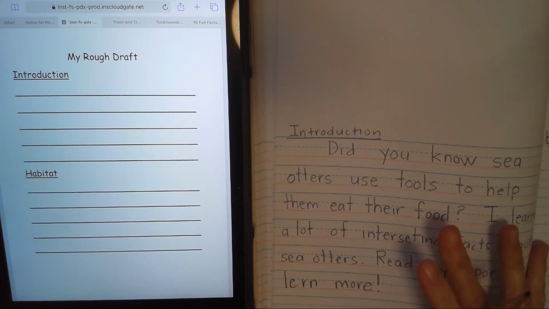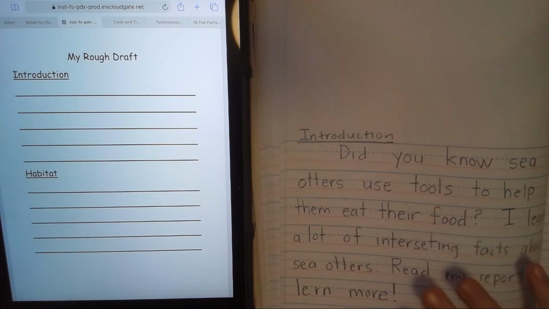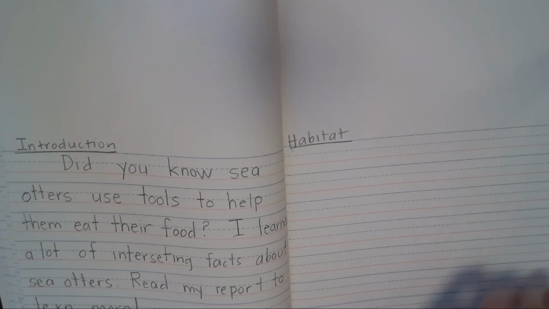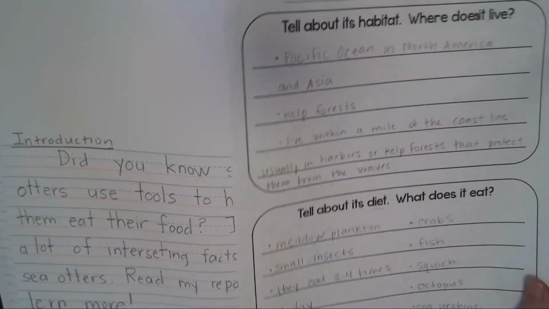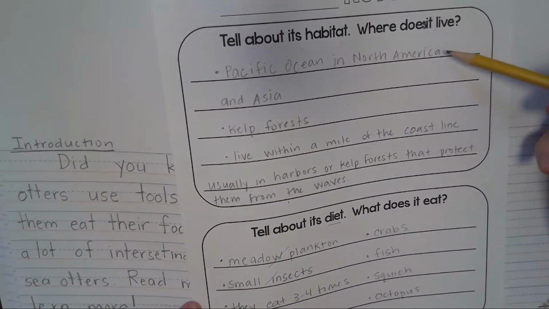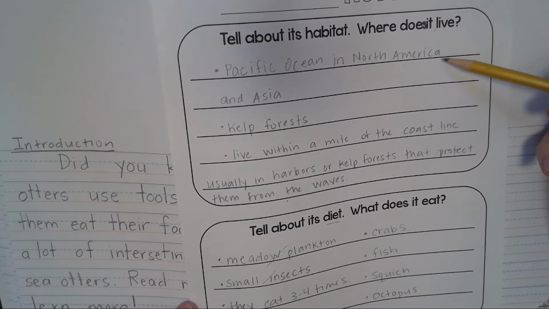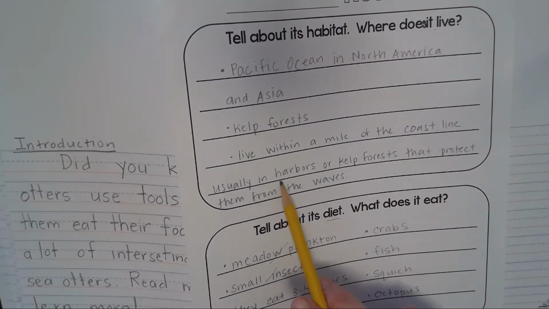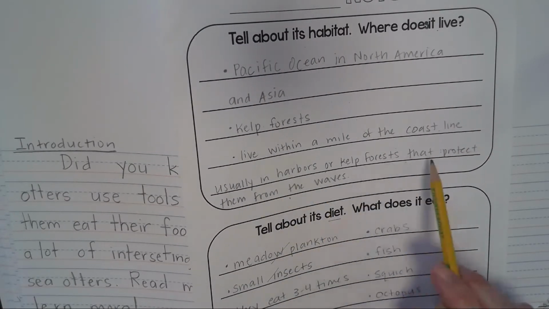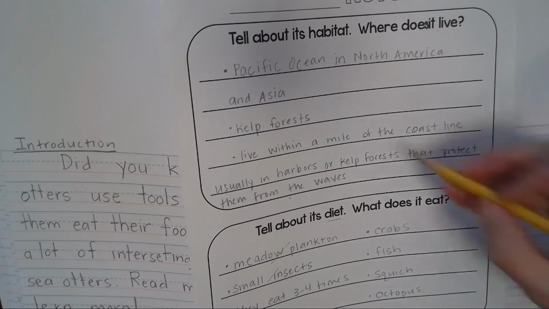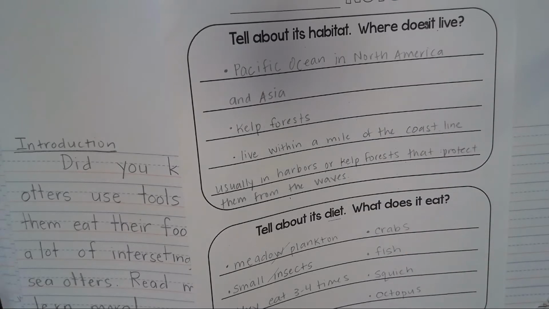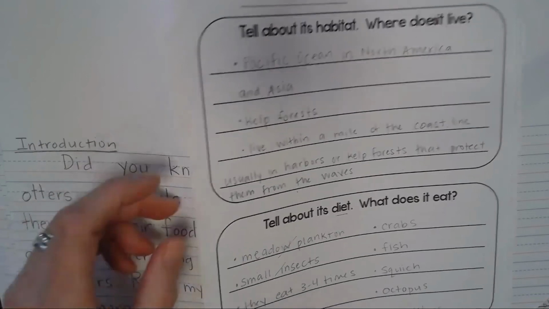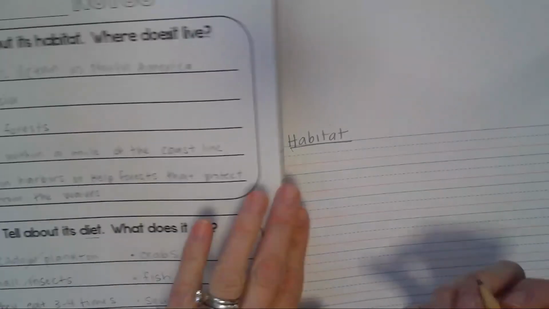So when I look at the habitat part, I'm going to use my notes to help me. In my notes, I jotted down that they live in the Pacific Ocean, in North America and Asia. They live within a mile of the coastline. They usually stay in harbors or kelp forests because that helps protect them from the waves. So all of that is about where they live. So I'm going to take those, since they weren't in complete sentences, and just rewrite them into a complete sentence in this next section. So I would start with my animal's name.